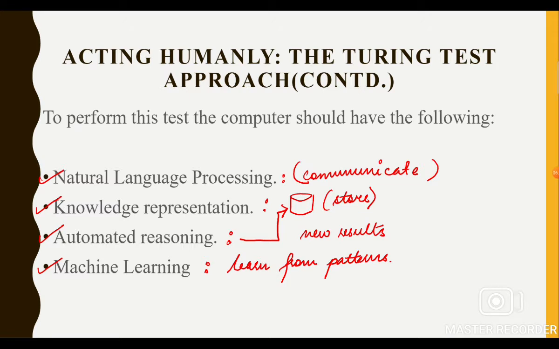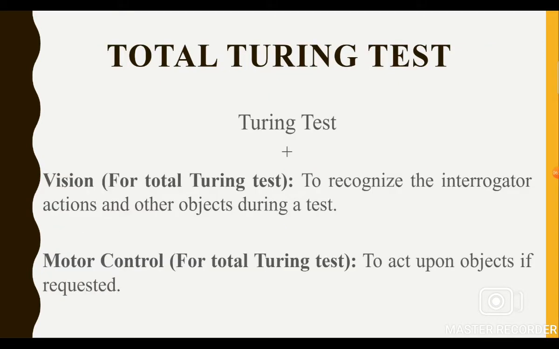Okay, they also wanted the interrogator to pass physical objects through the hatch. In order to incorporate video signals as well as the passing of objects, they had to incorporate two other factors: vision and motor control. To establish vision, they made use of various types of sensors, cameras, etc., incorporated with the system under the Turing test, as well as motor control, so that they could act upon the objects if requested.